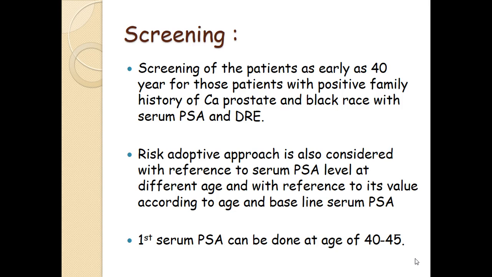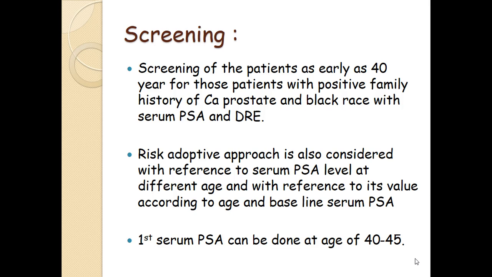About the screening of patients: as early as 40 years for patients with a positive background history of CA prostate or black race, serum PSA and DRE can be done at 40 years of age. But if the patient doesn't have a previous or family history of CA prostate or other associated symptoms, screening can be done after 45 or 50 years of age.